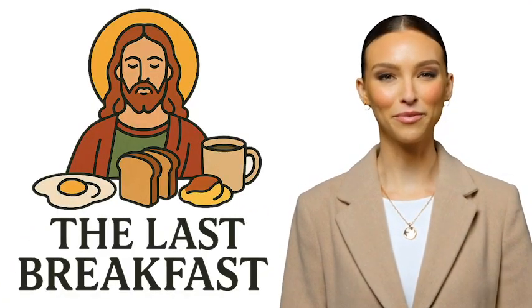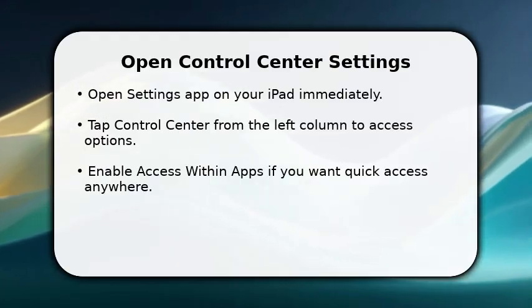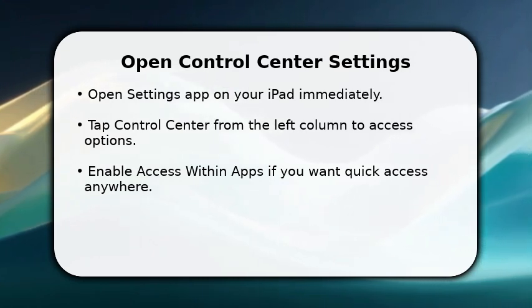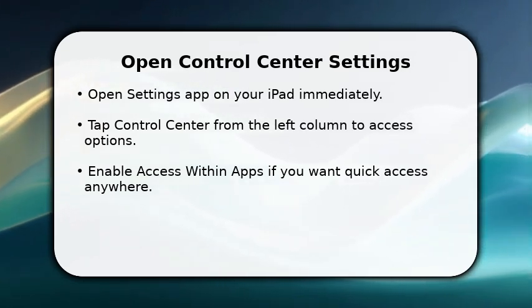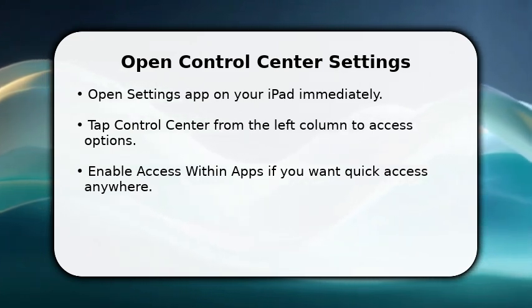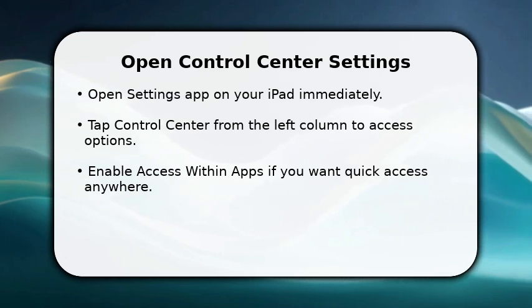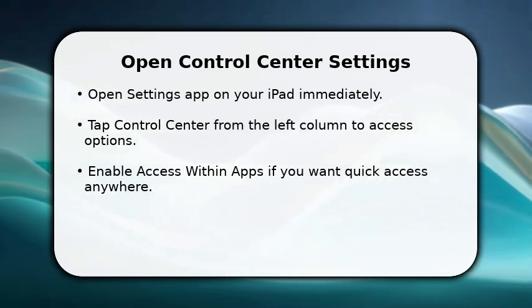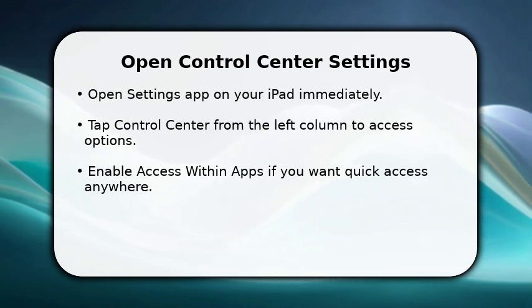Please enjoy the video. You're going to start in Settings so you can change exactly what appears. Open Settings, then tap Control Center in the left column. This is where customization lives. Once there, review the top toggle for access within apps. Leave it on if you want Control Center available while using other apps.